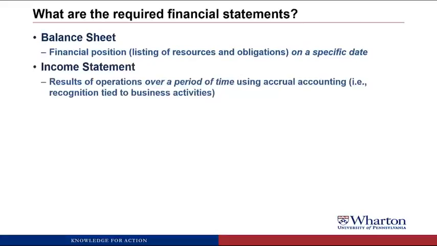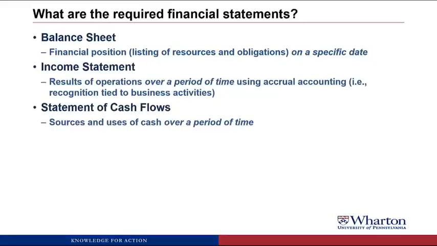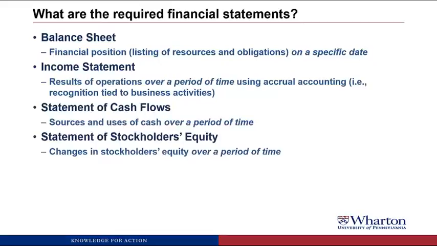Then there's an income statement, which provides results of operations over a period of time using accrual accounting. In this case, as we'll talk about, recognition is tied to business activities, not cash coming in or out. For that, there's a statement of cash flows, which gives sources and uses of cash over a period of time. And then the last statement is the statement of stockholders' equity, which provides changes in stockholders' equity over a period of time.